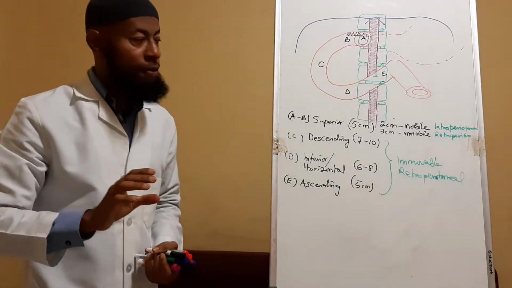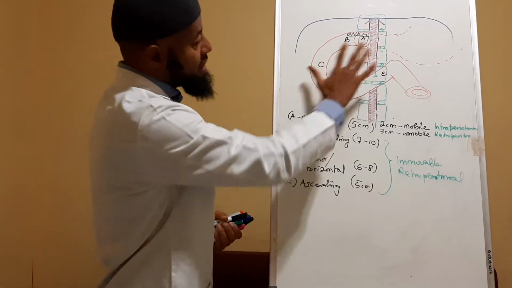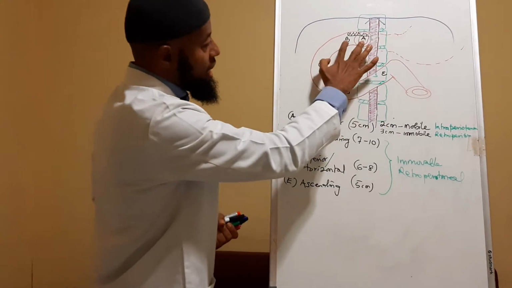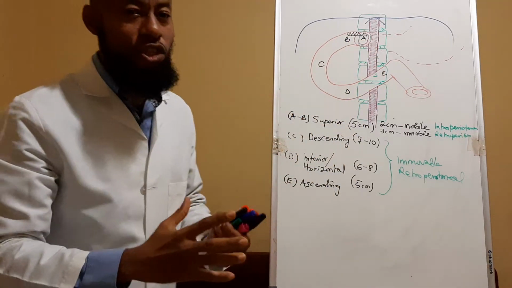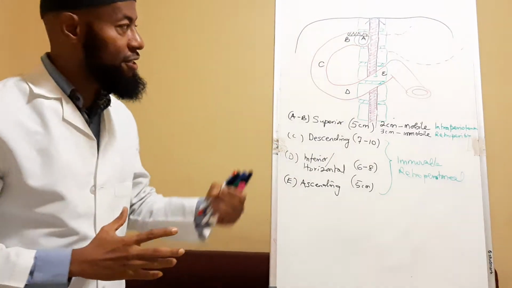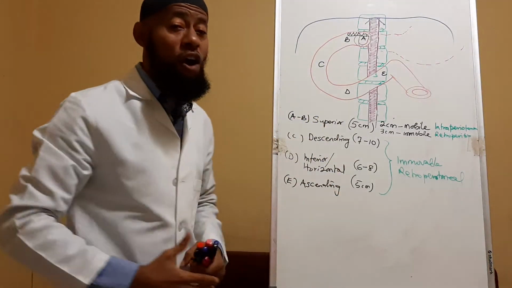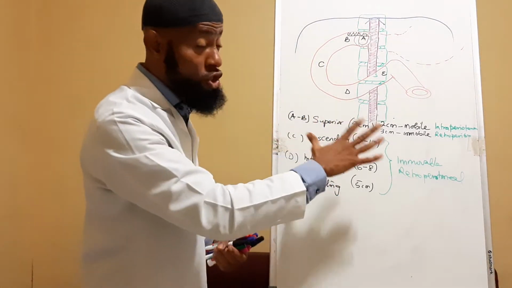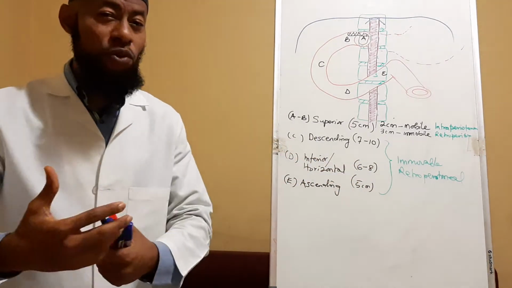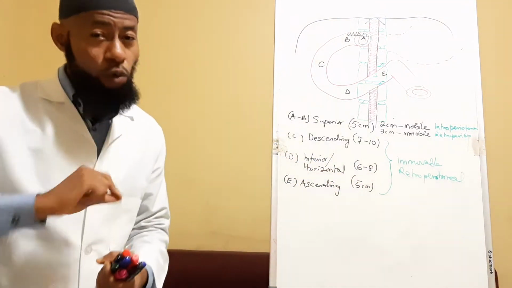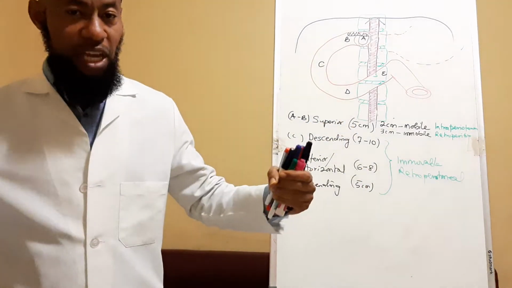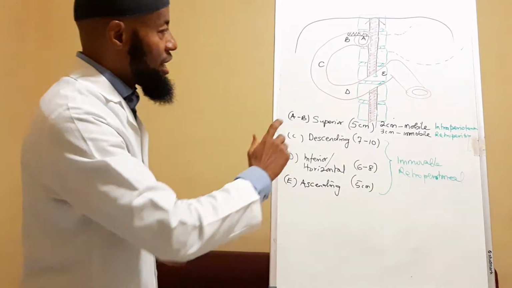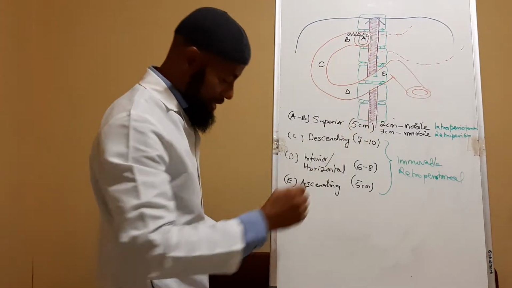Now, having seen this, we want to look at structures that are related to the different parts of the duodenum. I'm going to go through this a little bit faster, and I want you to jot this down because I have a small board here. It cannot take all this information.